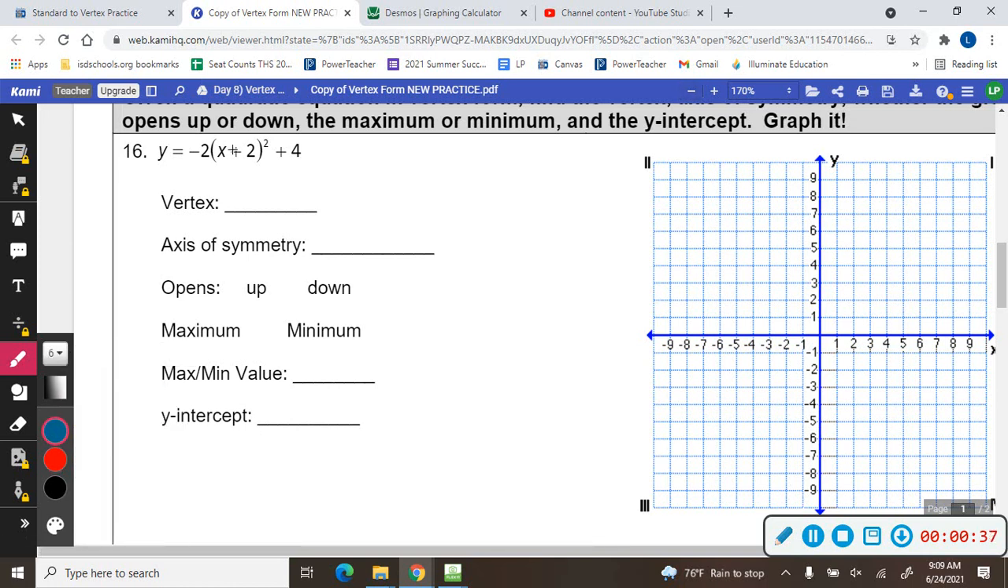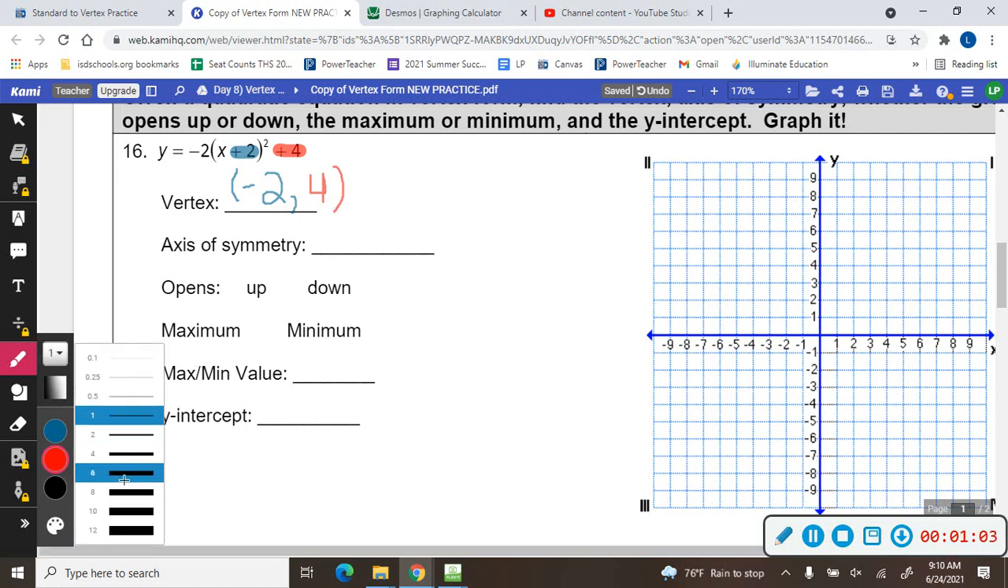And the vertex is the opposite of this. So that'd be -2. And the same as this. So the vertex is at -2, 4. So what that means is I could go over here at -2 and I could plot my vertex.